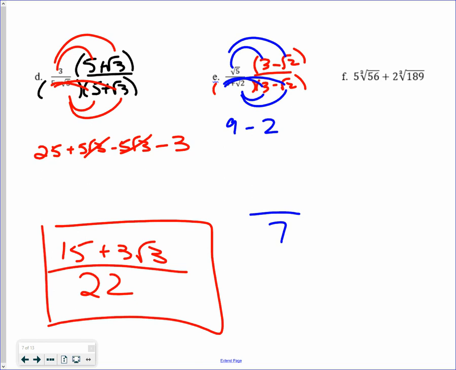Distribute on the top, 3 square roots of 5 minus the square root of 10.